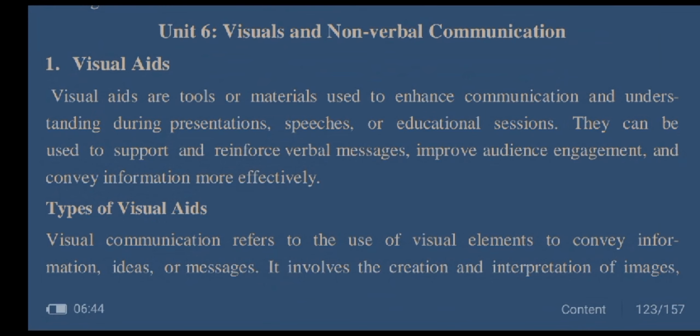Visual aids are tools and materials used to enhance communication and understanding during presentations, speeches, or educational sessions. They can be used to support and reinforce verbal messages, improve audience engagement, and convey information more effectively. Visual aids are pictures, drawings, animations, graphics, anything that clarifies information more effectively through the audience's observation.